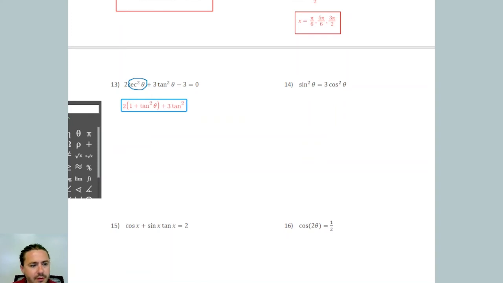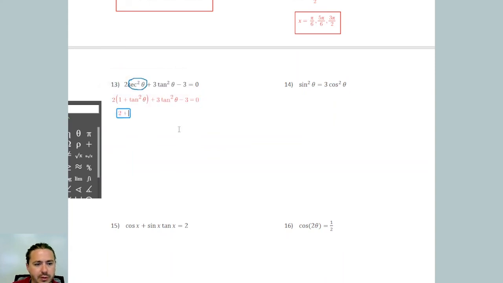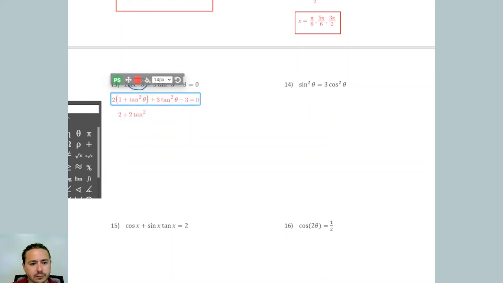Copy and paste has not been my friend today. Okay, equals 0. So we're going to clean this up. Factor. Y'all know the drill here. Okay, so I'm going to distribute the 2. That'll be 2 plus 2 tangent squared theta plus 3, and then the rest of this should just be the same. So I just wanted to do that distributive property first.